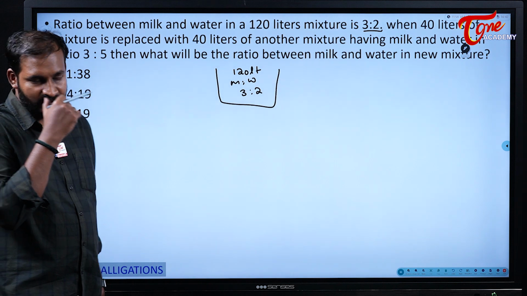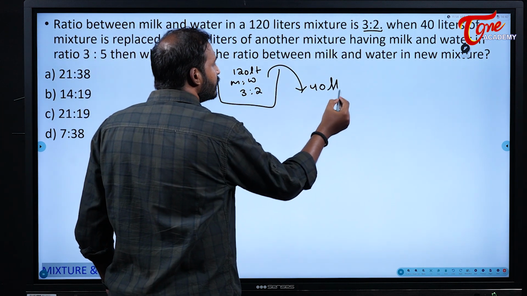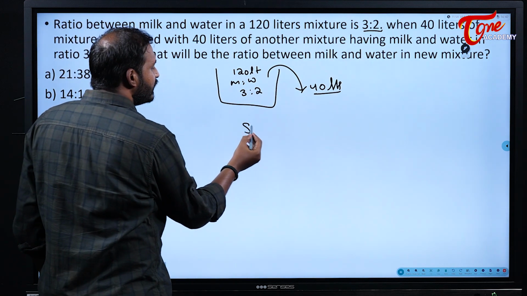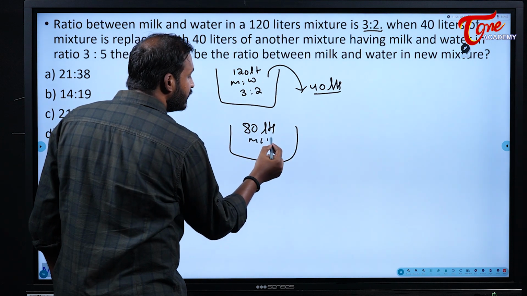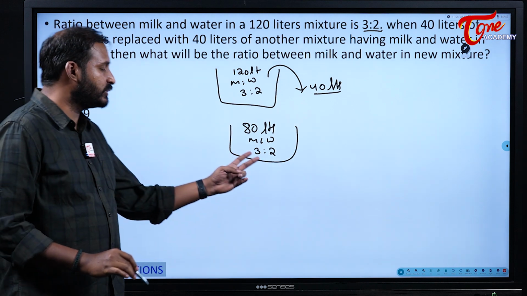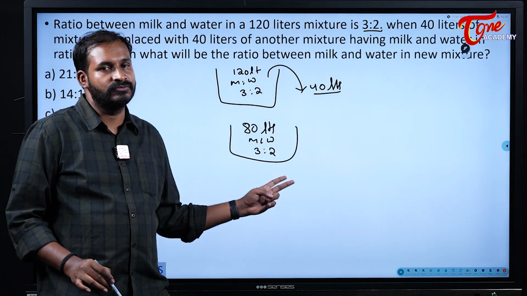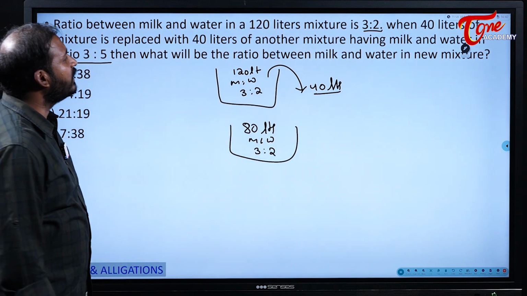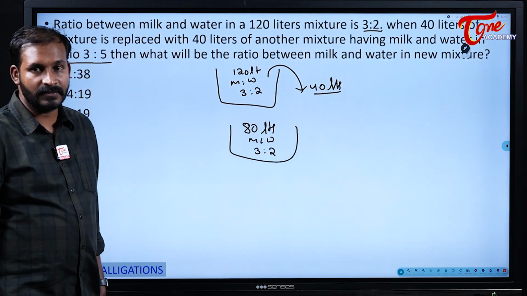Now see here, when I take out 40 liters from this one, what is the quantity I will be left here? 80 liters. And in what ratio it will have milk and water? It will remain in the same ratio, that is 3:2. Only quantity changes, but the proportion will remain same. Milk and water proportion will remain same as 3:2, right? Now, to this we are adding 40 liters of a mixture of milk and water in the ratio of 3:5.